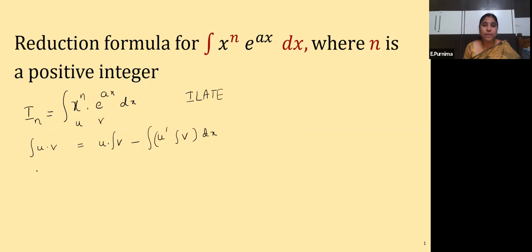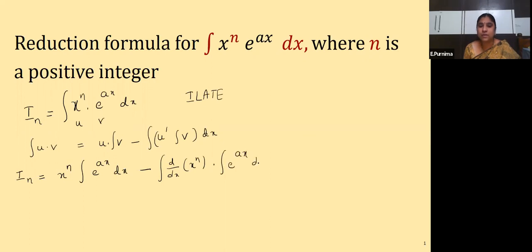Now let us try to apply this uv form for the given sum. In is equal to, u is what? Our u is x to the power of n. So x to the power of n into integral e to the power of ax dx, minus integral of d by dx of x to the power of n into integral e to the power of ax dx, whole dx. For the entire function, again we are integrating.